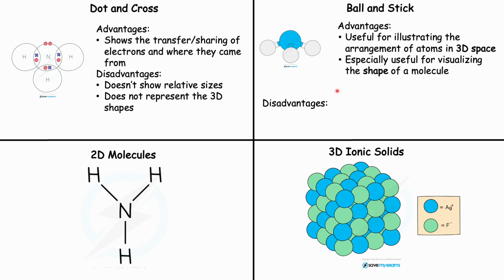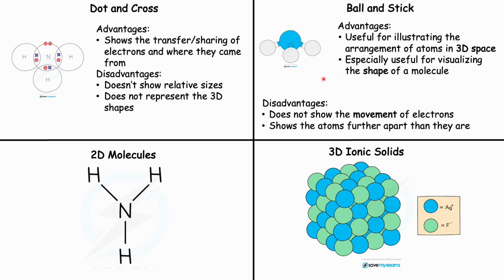It doesn't show you how electrons move, so it doesn't show you where the electrons come from and how they're transferred. And it does show the atoms further apart than they are, so these lines aren't actually accurate. It shows an inaccurate distance between each of the atoms.